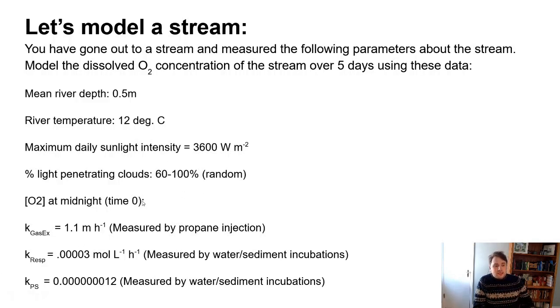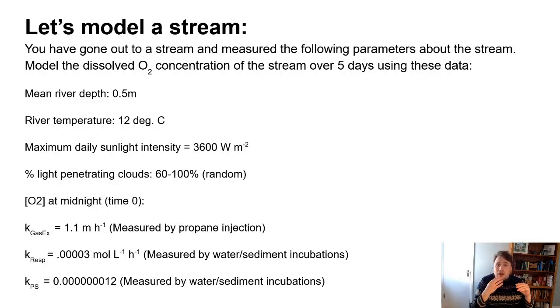And the concentration of oxygen at midnight I'm going to provide for you in the spreadsheet that we're going to start. So we're going to say the time 0 is midnight, and I'll provide you a concentration of oxygen at time 0 that you can just say that you went out and measured. Finally, we need these rate constants. You have the gas exchange constant, you have the respiration constant, and you have the photosynthesis constant. And with all of these, we have all the data that we need to model the change of oxygen in a stream.